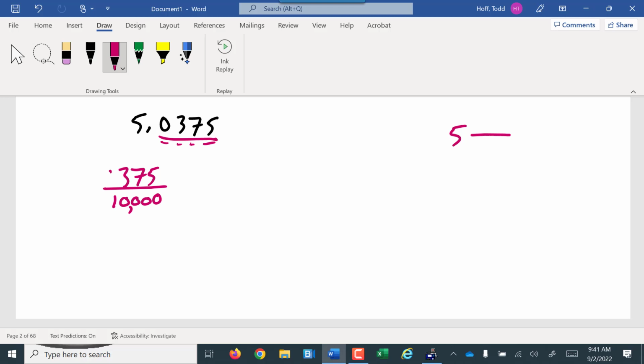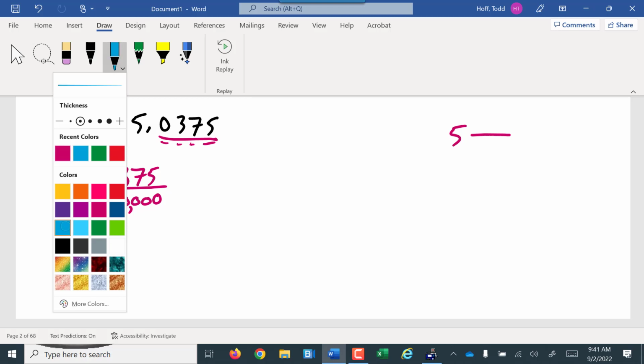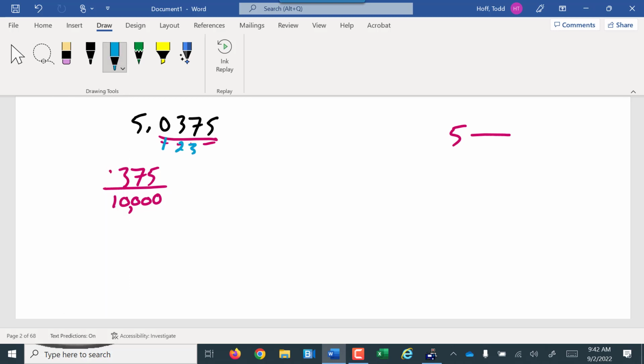I don't like shortcuts, but here's one that's a good one to use. There's 1, 2, 3, 4 decimal places. There has to be 4 zeros in that denominator when we start out. So now what can both of those be divided by? 5 will work. 25 would work also, yes.